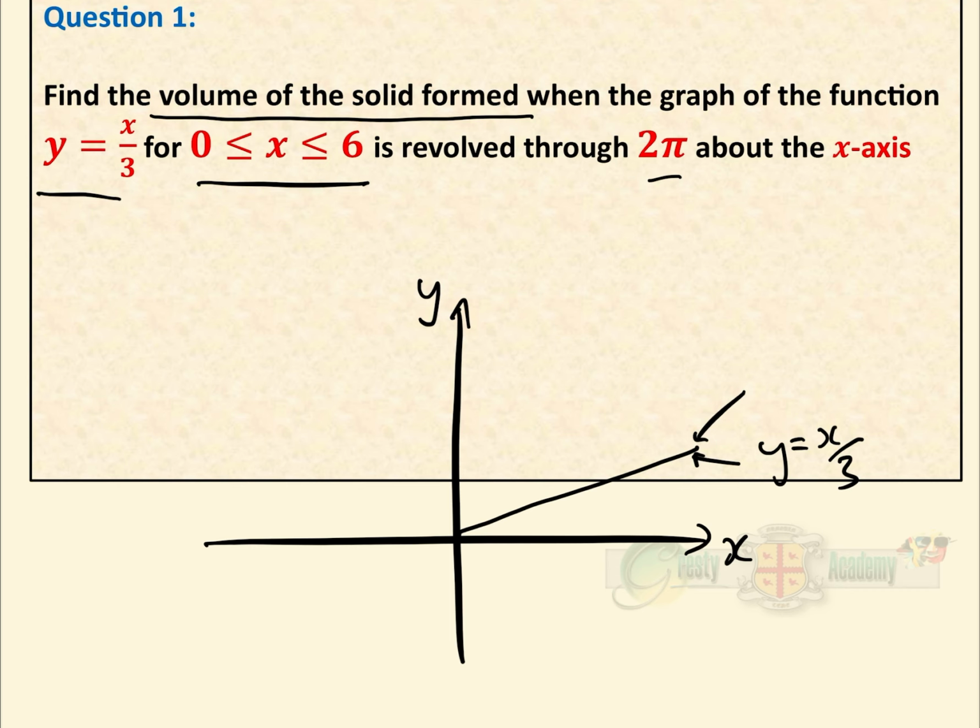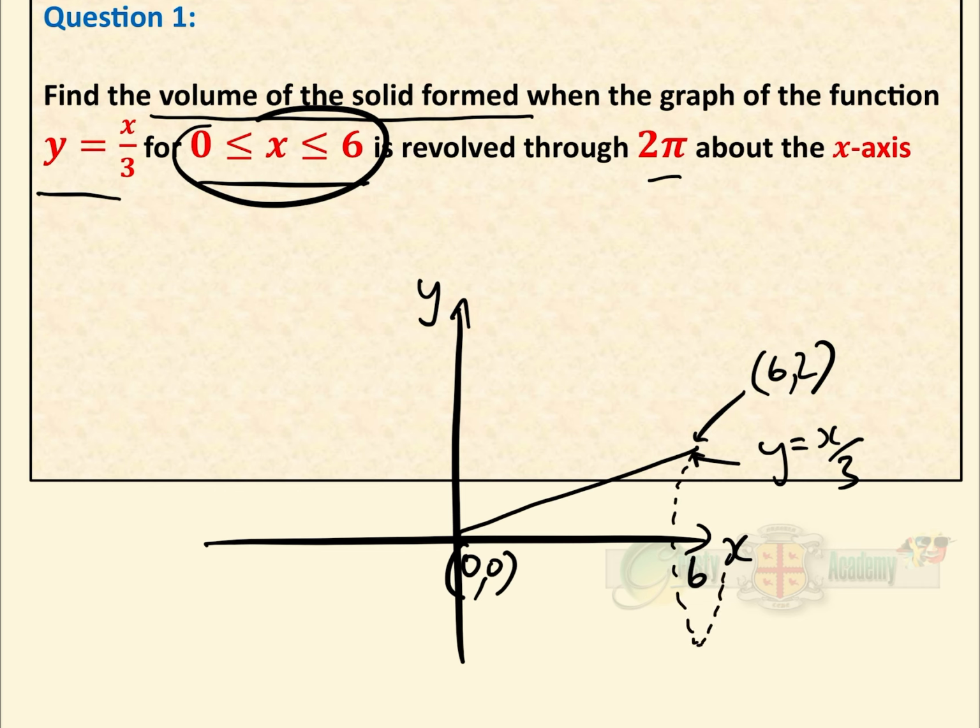We want to do it between 0 and 6. So this point here is 0, 0, and this is x equals 6, so this point here is basically 6, 2. We are going to rotate it around the x-axis, and that is going to produce the cone, and we have to find the volume. As we know that it's a cone, we can work out its volume without bothering with volumes of revolution, because we know that h, the height of the cone, is 6, and r, the radius of the cone, is 2.